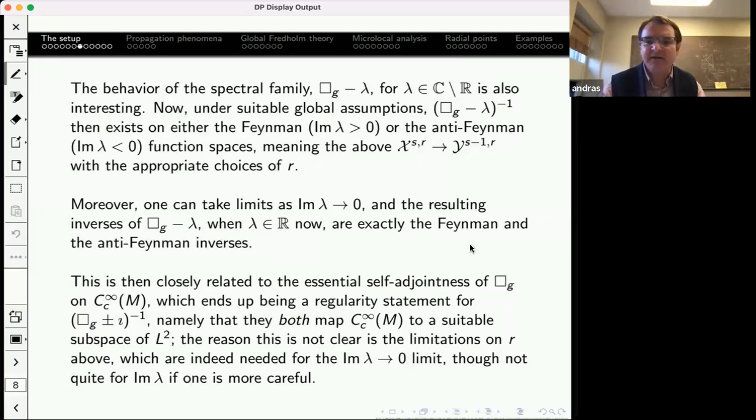So nonetheless, this is all related to the essential self-adjointness, which, as I said, is basically a regularity statement for these inverses, which are now well defined as the Feynman and anti-Feynman inverses, depending on the sign. And so what you really want is that they both map some dense subspace, such as compactly supported C infinity functions, to a suitable subspace of L2. What's not clear, just because of how these Feynman spaces are constructed, is that X is the domain for the wave operator, and this Y is the target. So when you're inverting, you're getting up to X s,r. There are limitations on what r is, as I mentioned. This is the variable order that has to satisfy inequalities, and this may not allow you to be in L2 directly in the way I set it up.